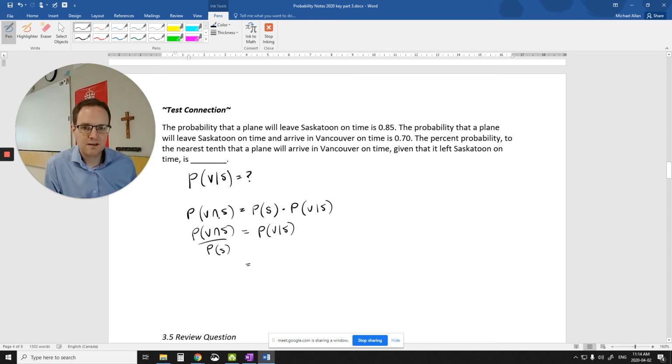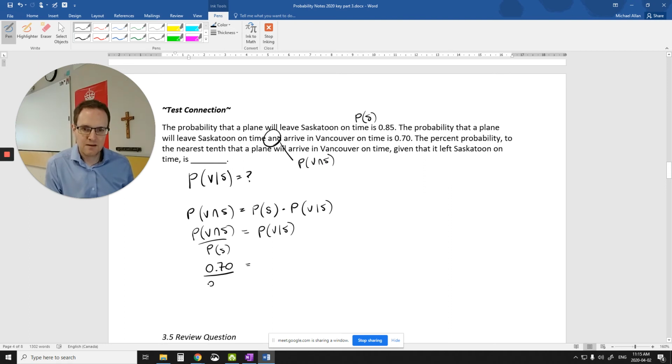So what do we have? The probability that the plane leaves Saskatoon on time and arrives at Vancouver on time is 0.7. So that's this, and this is the intersection. So I know that number, the top number there. And the bottom one here is just: what's the probability of leaving Saskatoon on time? Well, that's that top one there. So this is P(S) here. And this one here is P(V and S) at the same time.